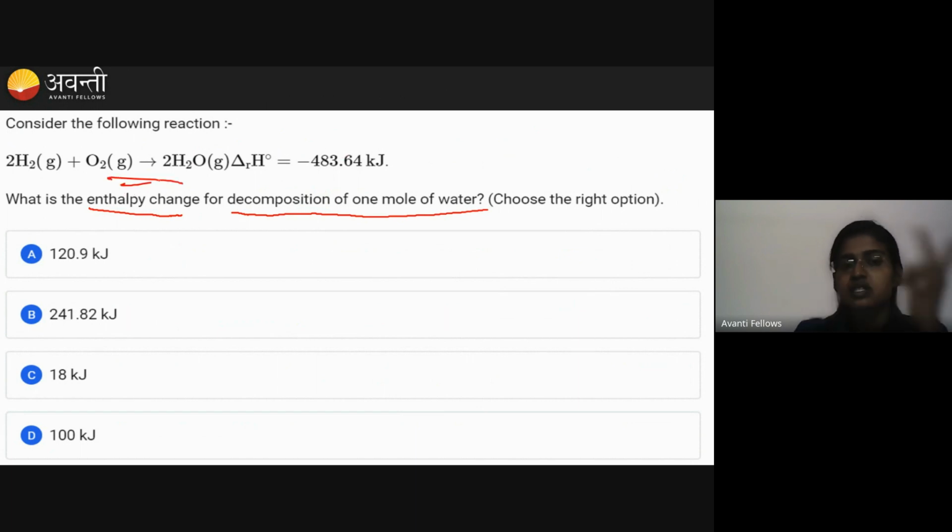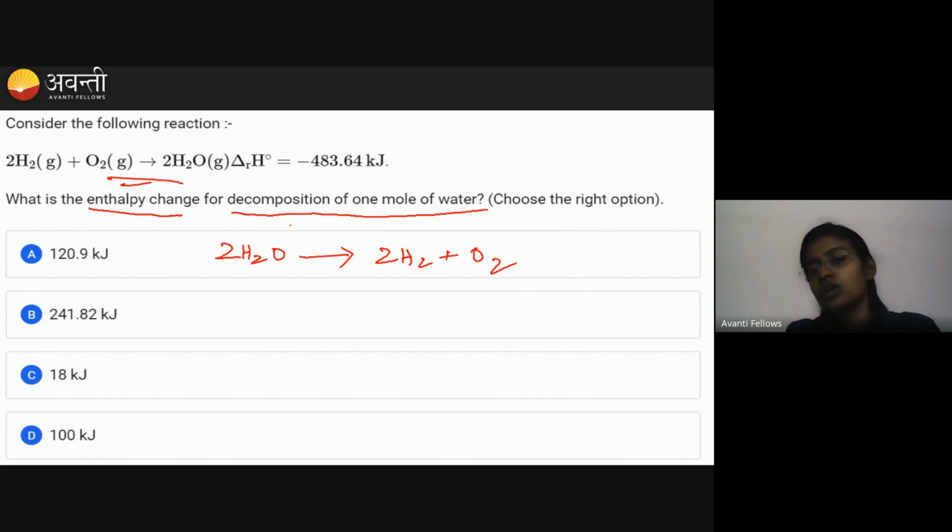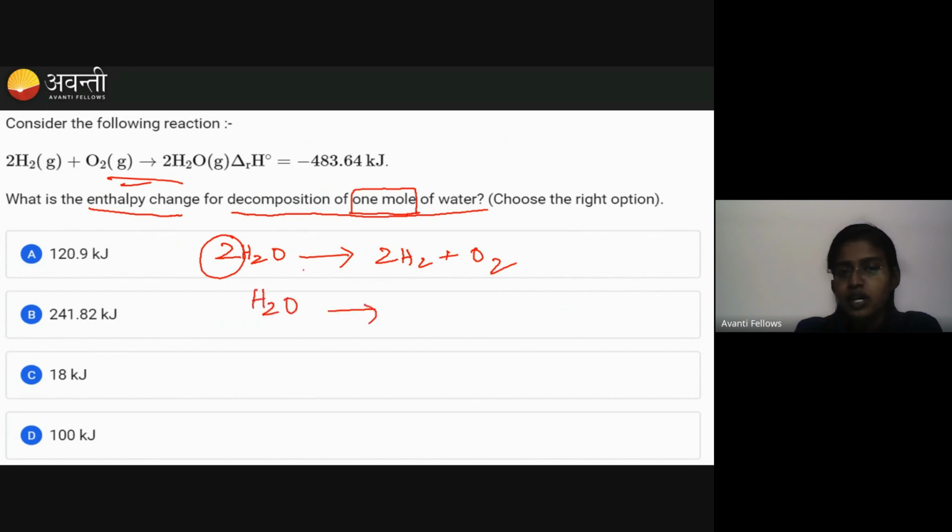If I reverse this, what will I get? 2H2O will give 2H2 plus O2. This is called decomposition. When one molecule is breaking down into two or more, it is called decomposition. And also we have one more thing: decomposition of 1 mole of water. Here we have 2 moles of water, right? Yes, very good, students. Since we have 2 moles, we have to divide this whole equation by 2. If I divide this by 2, H2O will give H2 plus half O2, right?